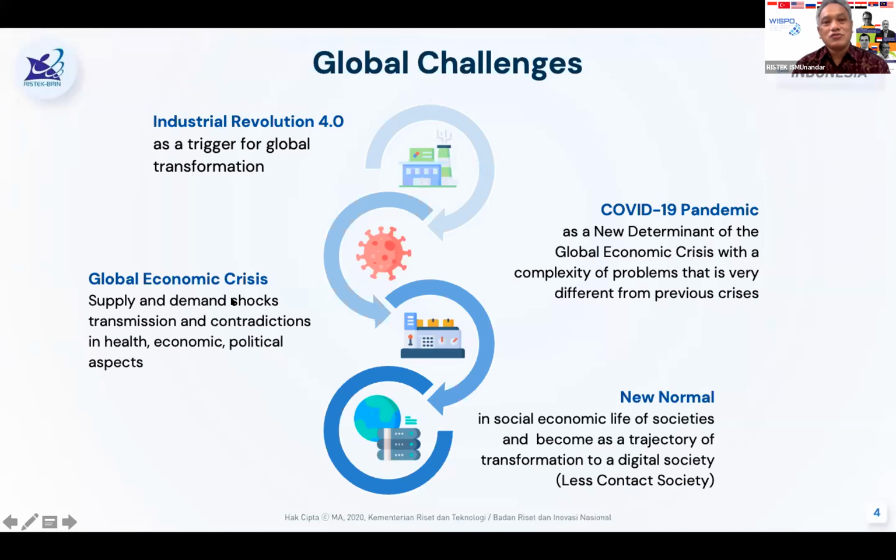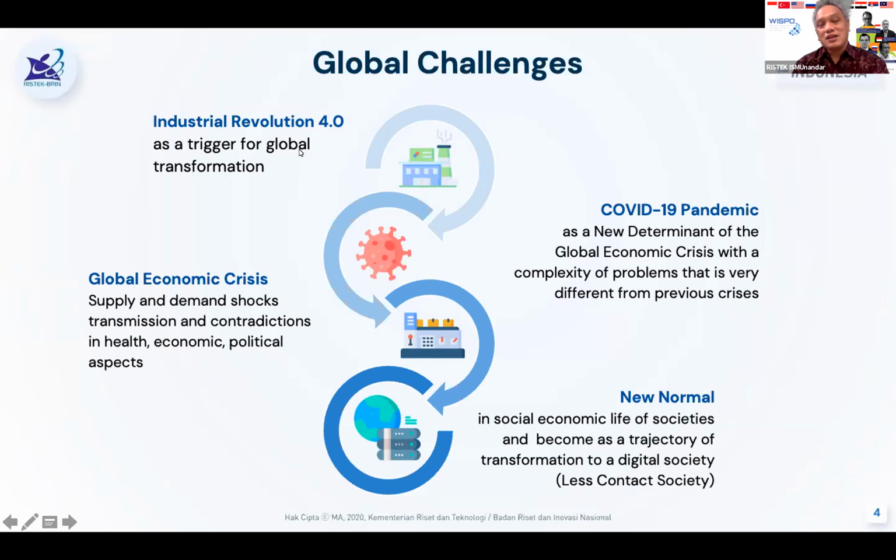Due to the pandemic, we have an economic crisis all over the world. The crisis is not only happening in one or two countries; all of the countries in the world are having an economic crisis. And the new normal is a consequence of having to keep distance between people and keep less contact between people. So we have to practice what we call a less-contact society.